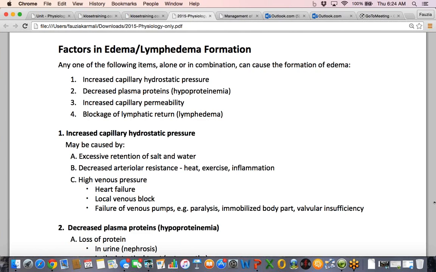Okay, do you guys have any other questions about what we just discussed in the physiology section? So this is just a nice summary of how lymphedema and edema is formed. There are four different ways. Basically, if you have increased capillary hydrostatic pressure, that's going to increase your filtration. If you have hypoproteinemia or decreased plasma proteins, if you have increased capillary permeability, or if you have a blockage of lymphatic return, which is when you're going to have the lymphedema.